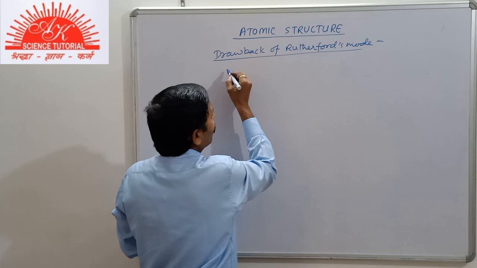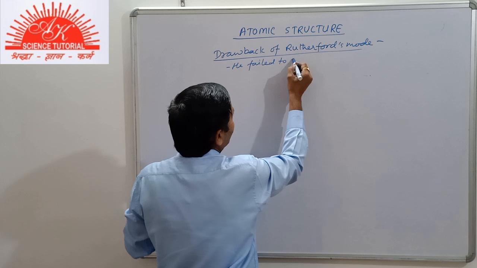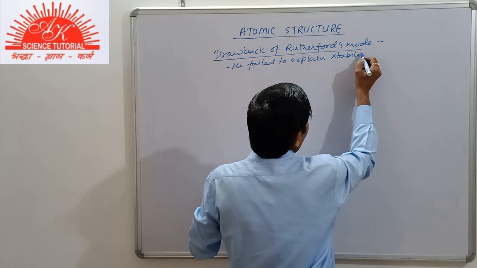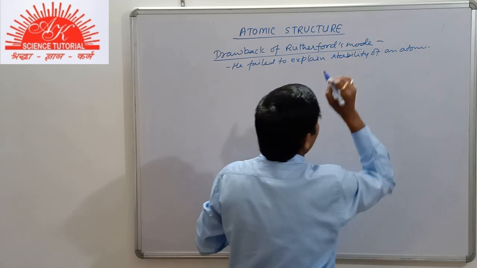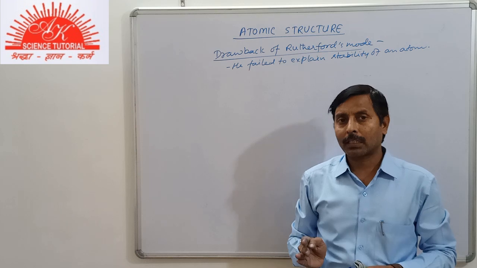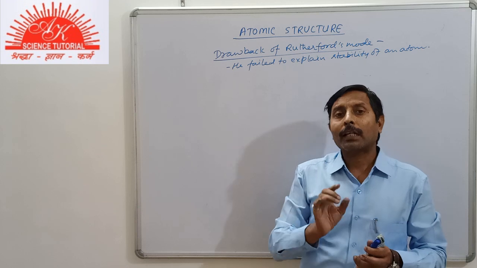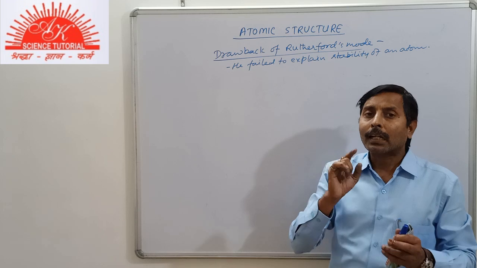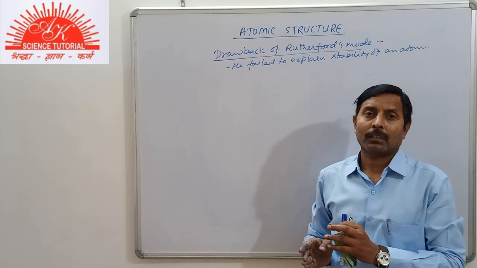What was the drawback? He failed to explain the stability of an atom. Now what was the reason? According to modern theory of mechanics and electrodynamics, when a charged particle is in motion, it continuously radiates out energy, meaning it loses energy.